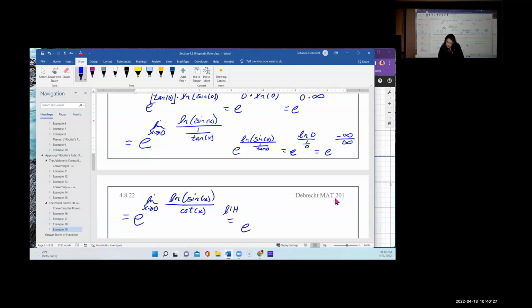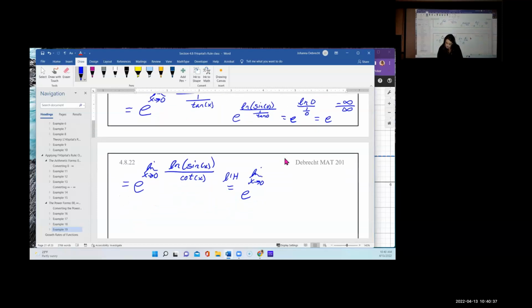Now I can do L'Hopital's rule. And this is going to be e to the limit as x goes to 0. And we have the natural log of sine of x. The derivative of natural log is 1 over u, which is sine of x, times the derivative of u, which would be cosine of x. Don't get excited. You have to take the derivative of cotangent. So the derivative of cotangent is, it's a cofunction, so it's negative. And the derivative of cotangent is negative cosecant squared.